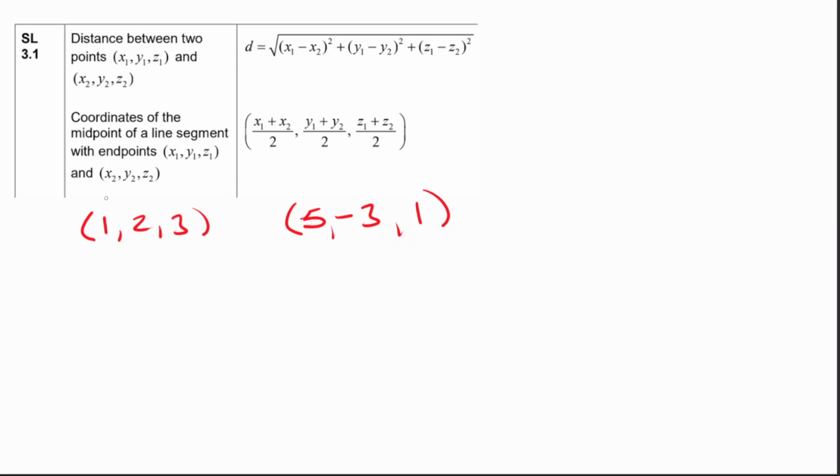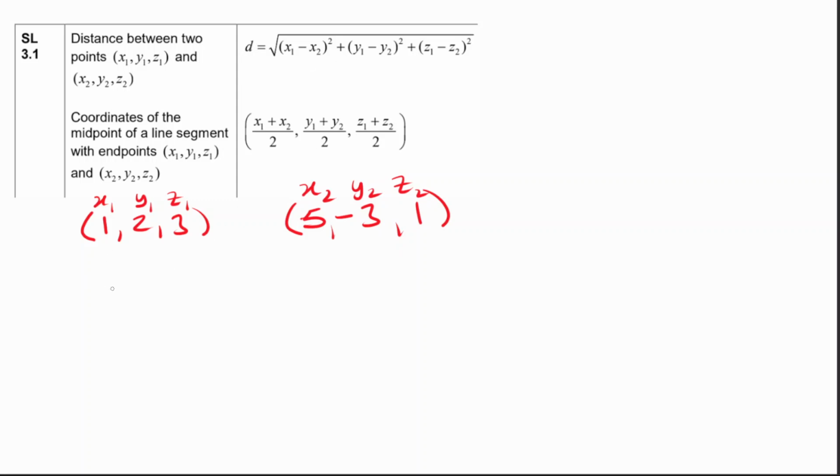So we have 2 coordinates, and each one has an x, a y, and a z. So this will be x1, y1, z1, and this will be x2, y2, z2. That's how we label the points. Exactly the same as what we do in 2 dimensions, except now we have this added z coordinate as well. If you remove the part with the z in, it would be exactly the same formulas as we would have for 2 dimensions.